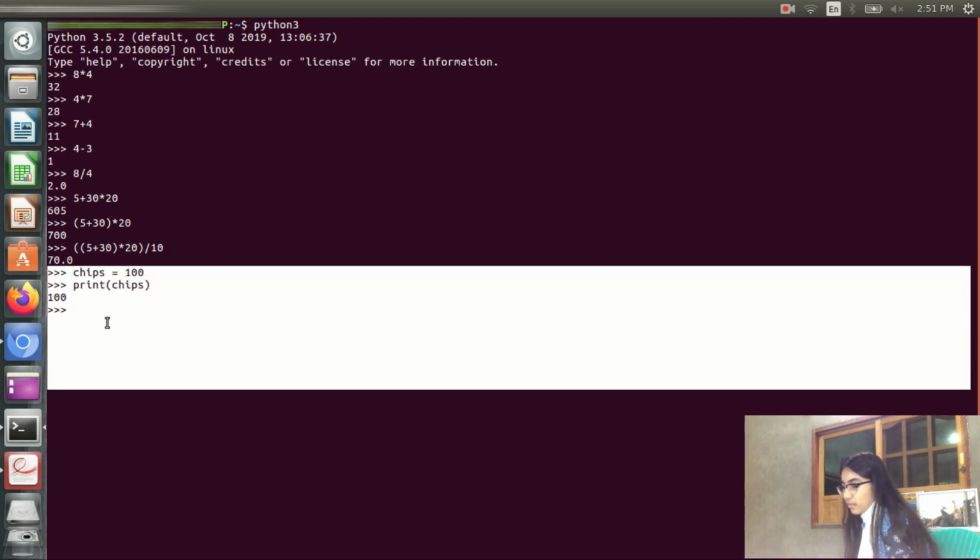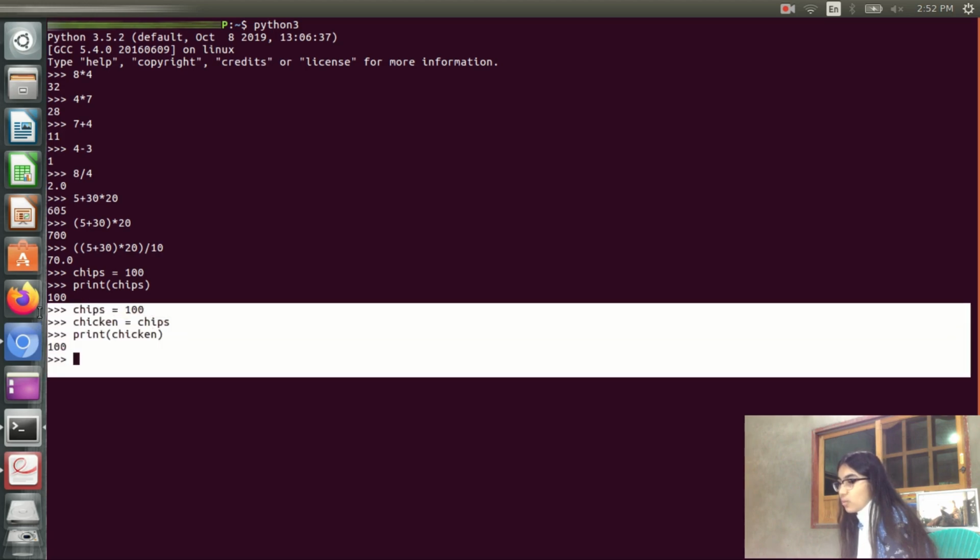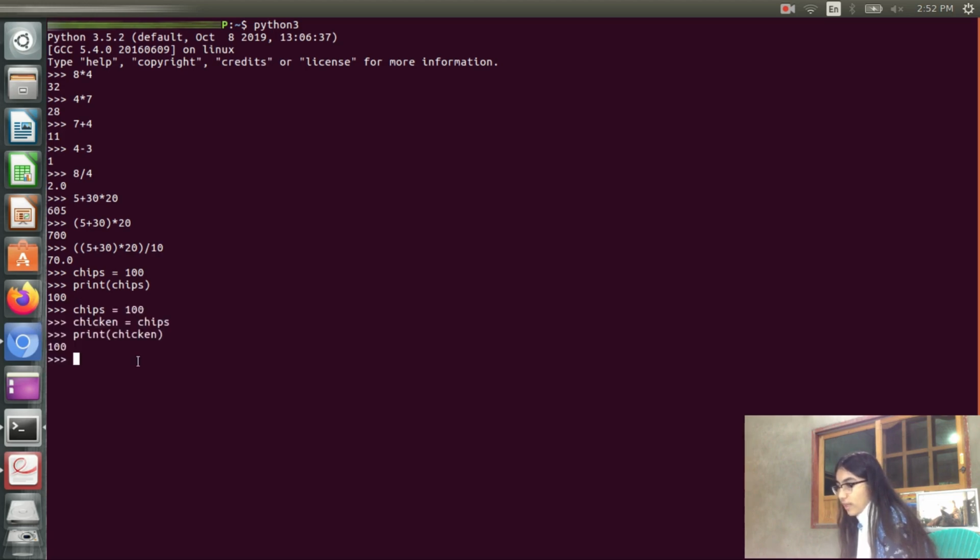Python always stores the last value we give it. So chips is equal to 100. Now if I write chicken is equal to chips, what is the value of chicken when we ask Python? We write print chicken, and the value Python shows is 100. This is how Python remembers the last value of the variables. The chips value was 100 and chicken is equal to chips, so the value of chicken will be 100. So these were the variables.